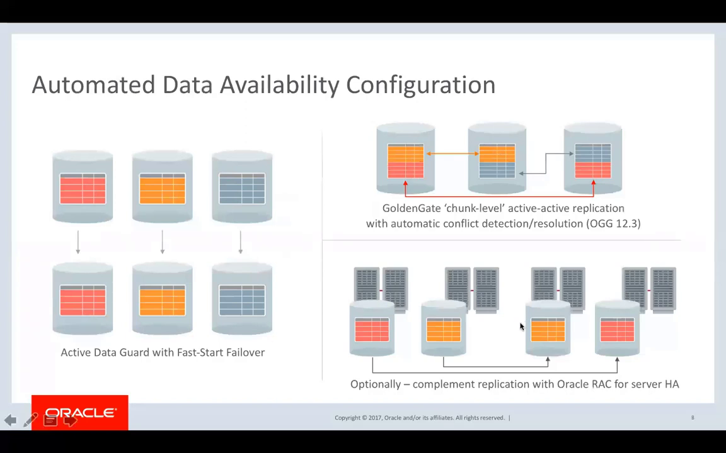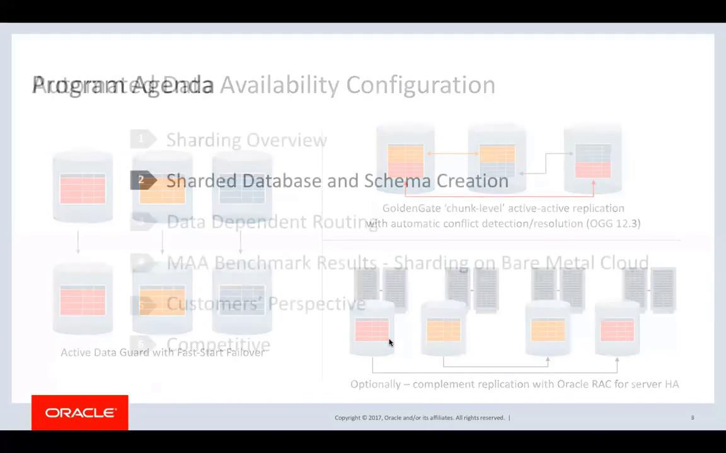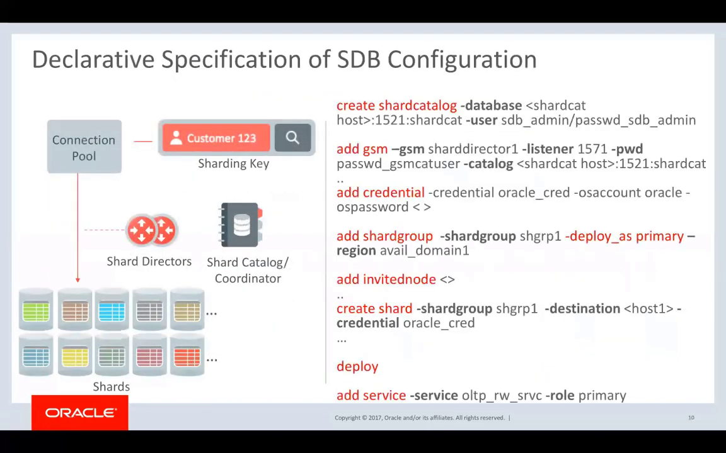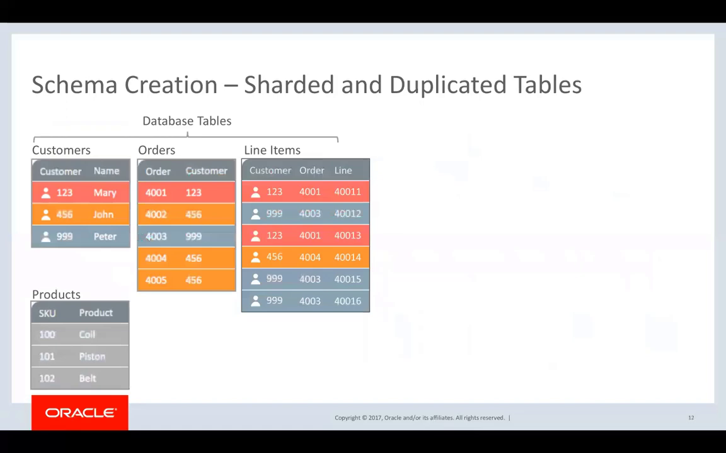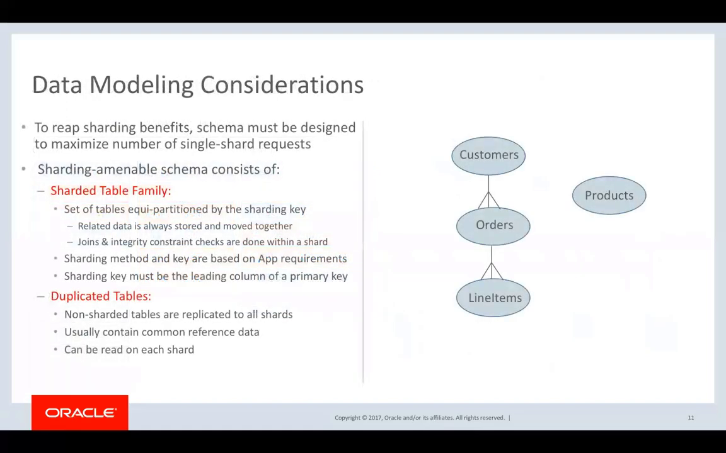And then some customers use RAC at the shard level, and we support that as well. So this is for node availability. If at a shard level, for example, you have a 2 node RAC cluster, if a node goes down, your shard is still available accessing the other node. Okay. So now let me skip the creation of the sharded database and go to the data modeling considerations.